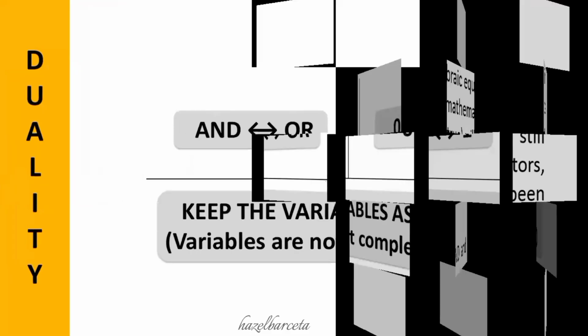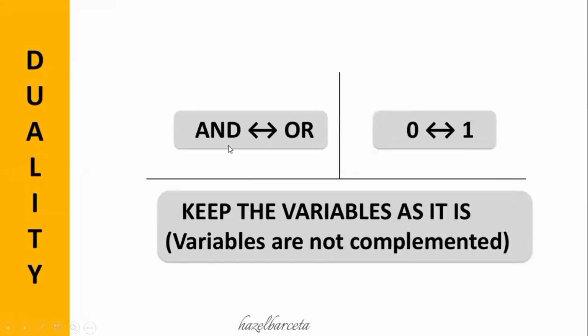Okay, so here, gagawin po natin ay pagpapalitin po natin ang every AND ay magiging OR at ang every OR ay magiging AND. Kaya, ayan, double arrow. Ganon din si 0, papalitan natin kay 1. Si 1 ay papalitan natin ng 0. But, remember this, it is very, very important. Keep variables as it is or hindi natin papalitan ang complement ng ating variable. So, operator lang tayo, okay?